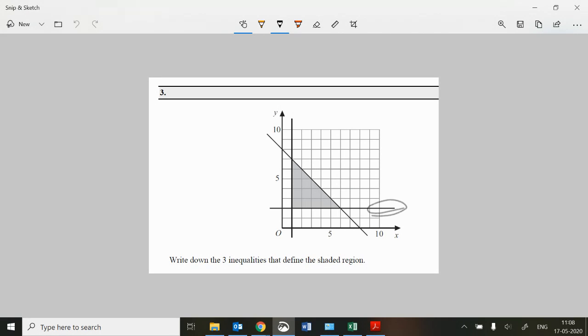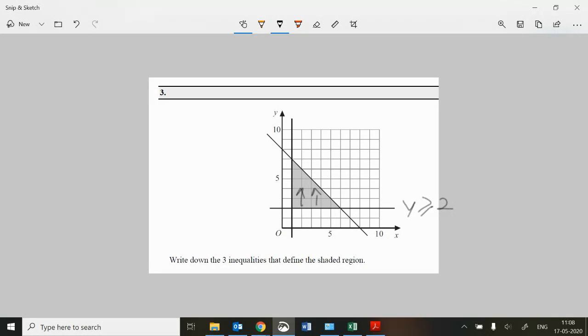This line is simply a height of 2. You can see that on the y-axis, height of 2. And I know that I need to be bigger than that in this region. So that means that y has got to be greater than 2. And because it's a solid line, I need greater than or equal to 2. That is, the line of y is equal to 2, but it's going to be above that line.